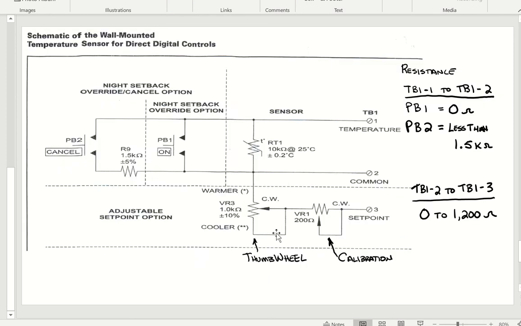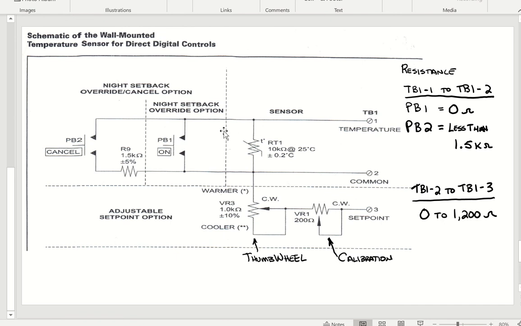On the next slide, a little bigger graphic of the diagram for the thermostat, and we'll just go over this. As long as nobody is pushing the on button or the cancel button, the resistance, as you see here from temperature TB1-1, which connects to the circuit board, and in common here, the resistance between these two points is typically going to be somewhere around 10,000 ohms, depending on the room temperature. And you'll see a chart here on the last slide of how that'll change.